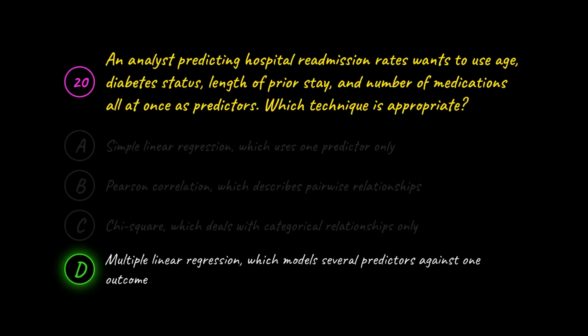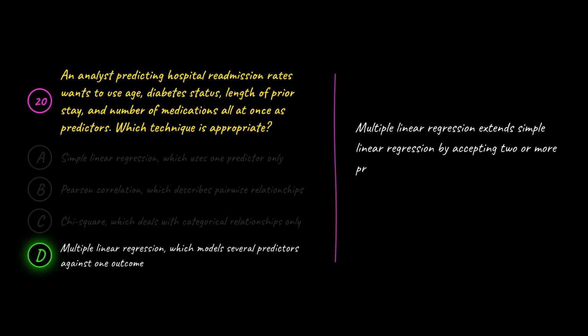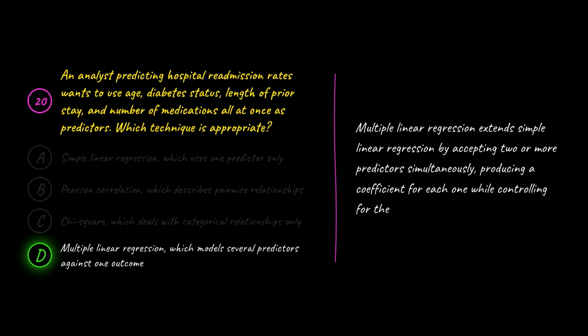The correct answer is D. Multiple linear regression, which models several predictors against one outcome. D is correct because multiple linear regression extends simple linear regression by accepting two or more predictors simultaneously, producing a coefficient for each one while controlling for the others. Age, diabetes status, prior stay length, and medication count all contribute to a single readmission rate prediction. Multiple regression handles them in one model.